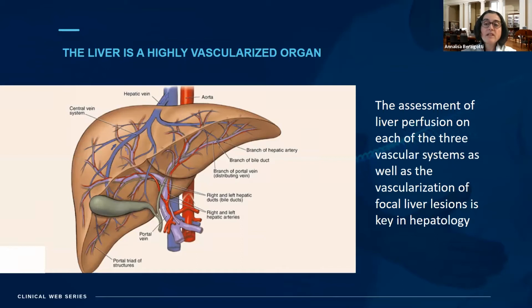And the assessment of liver perfusion in each of these three vascular systems, as well as the vessels in focal liver lesions, is of extreme importance to diagnose or to follow up several conditions, either from the standard chronic liver disease side or from the purely vascular liver diseases side.